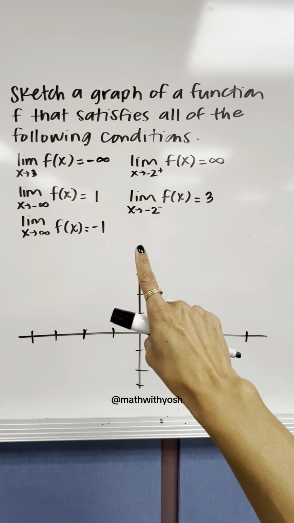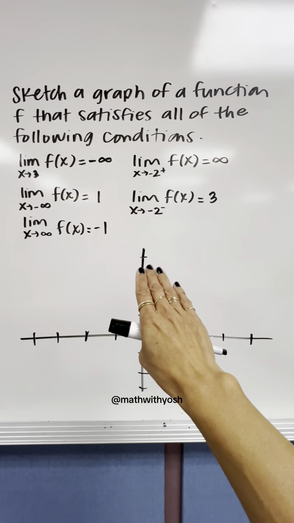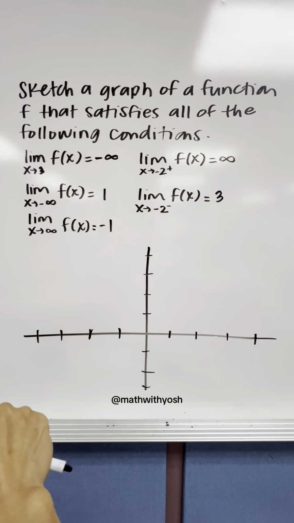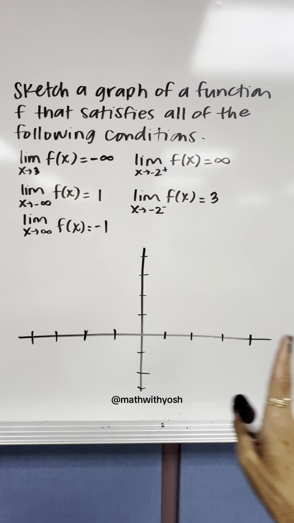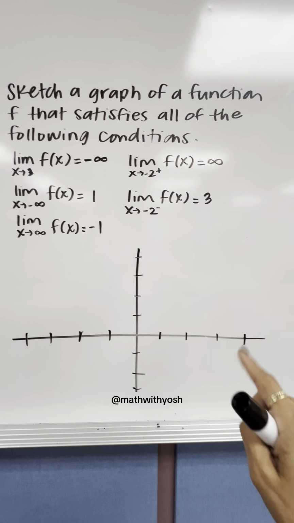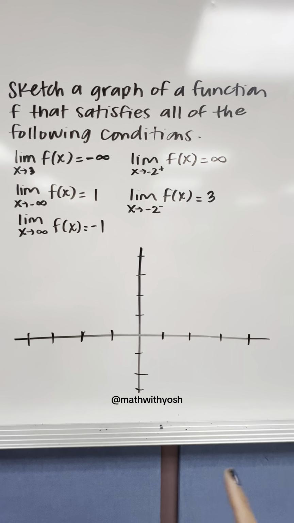We're going to sketch a graph of a function f that satisfies these given conditions. What I tell my students is start all the way to the left and then work across the graph from left to right. And again, you want it to be a function, so it has to satisfy the vertical line test. All right, here we go.